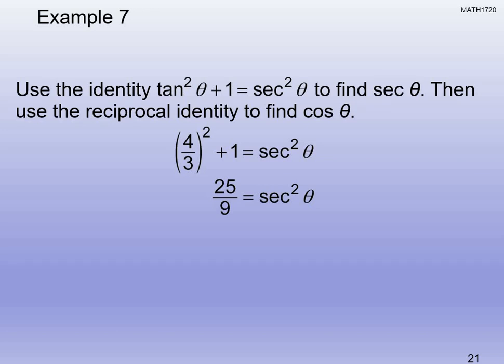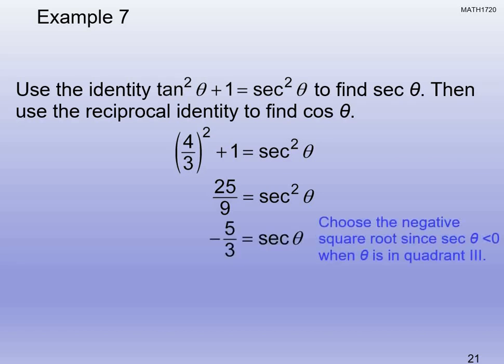So when we square root both sides, we're going to get the square root of 25 over the square root of 9, which is 5/3. But we have to remember, are we going to choose the negative one or the positive one? Since we are in quadrant 3, the only things that are positive in quadrant 3 are tangent and cotangent. So we have to choose the negative value here for secant of theta. So secant of theta is negative 5/3.